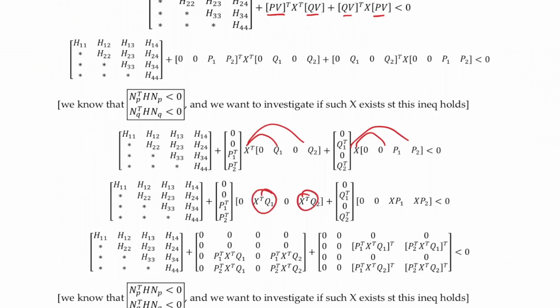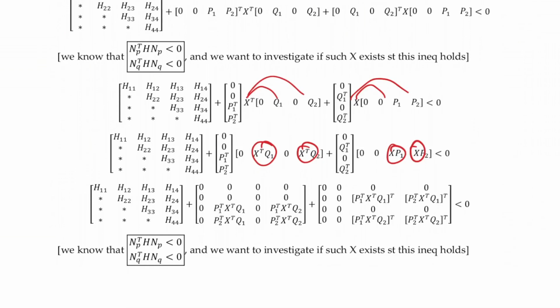Okay, so let's investigate that inequality. We know that is true, that's correct. So let's investigate if such X exists such that this inequality holds. Basically we are organizing the second and third terms in the inequality, and let's distribute X terms here. This is what we have.